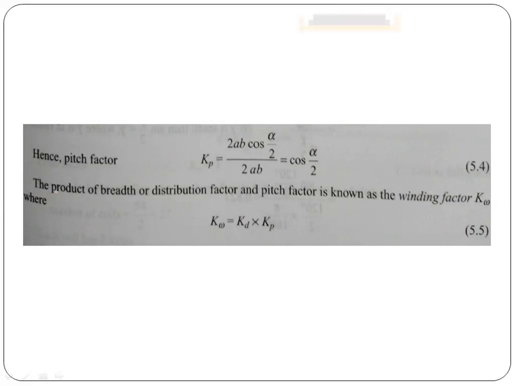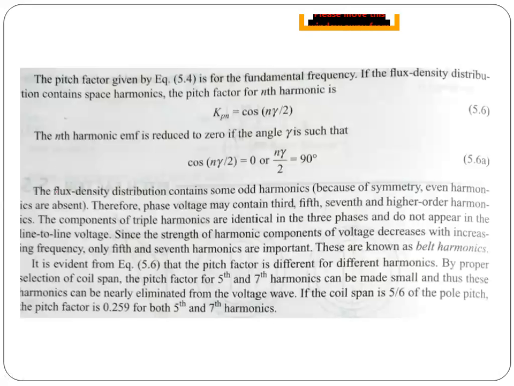The product of the breadth or distribution factor and pitch factor is known as the winding factor Kw. It is denoted by Kp into Kd. Kw is basically the winding factor, which is the combination of distribution factor and pitch factor. The pitch factor equation is for the fundamental frequency.